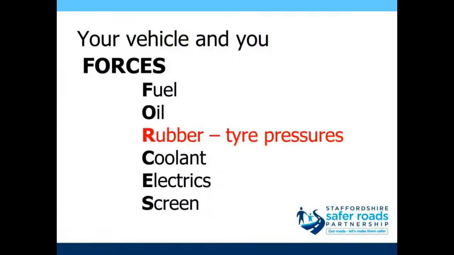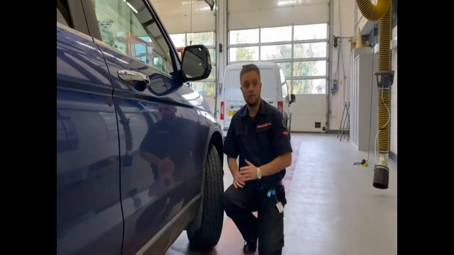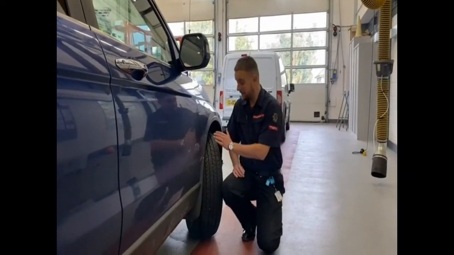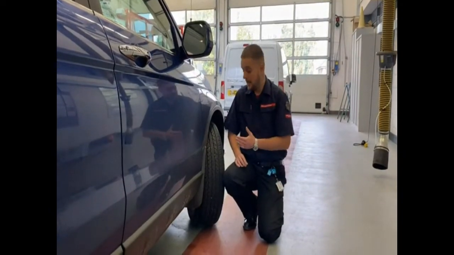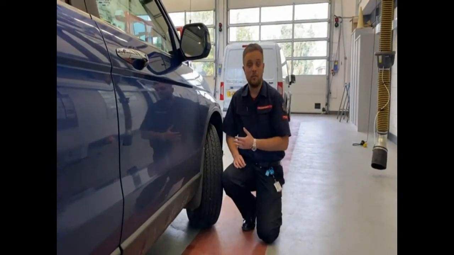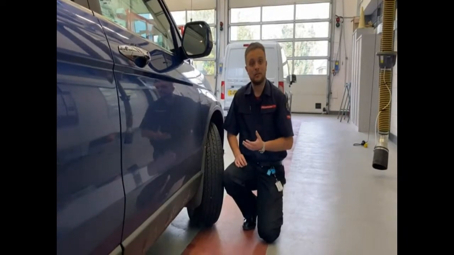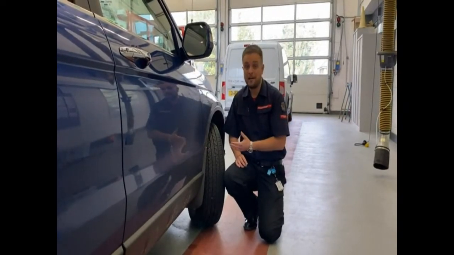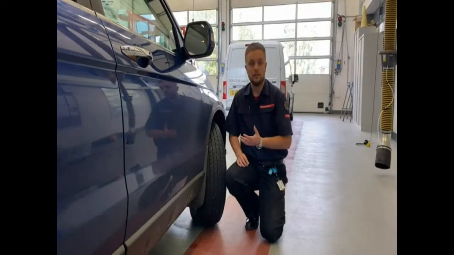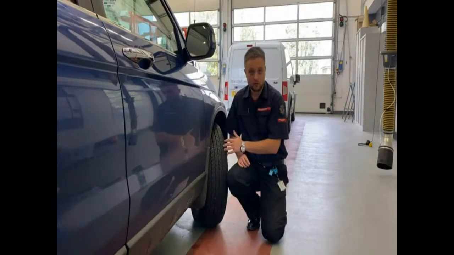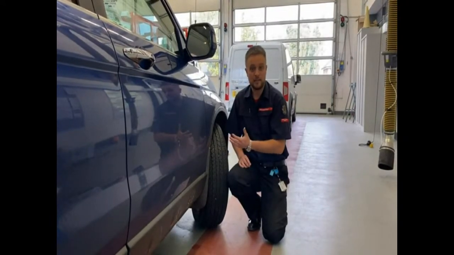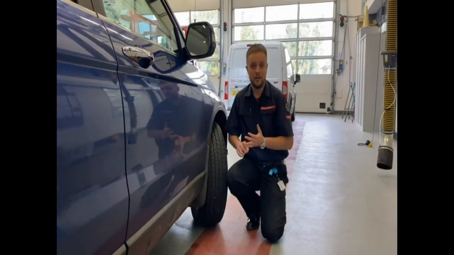Rubber. Tyre pressures. Another important part of the vehicle maintenance checks is tyres. Tyres are the single point of contact with the road for the vehicle and are statistically the most common vehicle defect linked to fatal crashes, despite being one of the most simple to detect and rectify. So there's two main parts of tyre maintenance checks: tyre pressures and tyre tread depth.